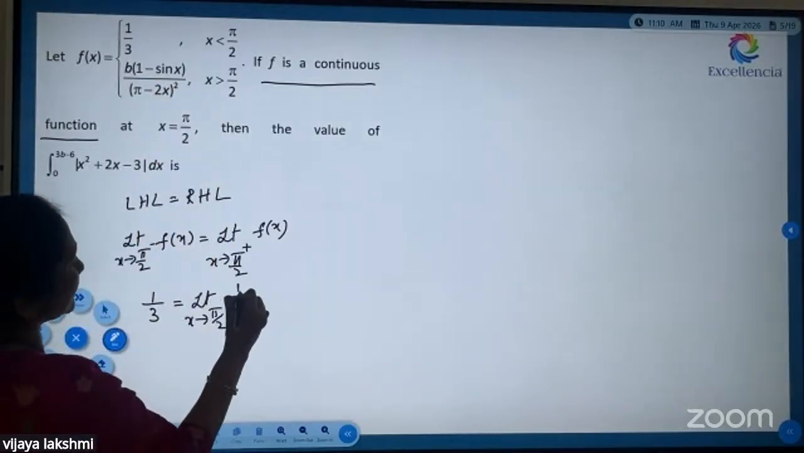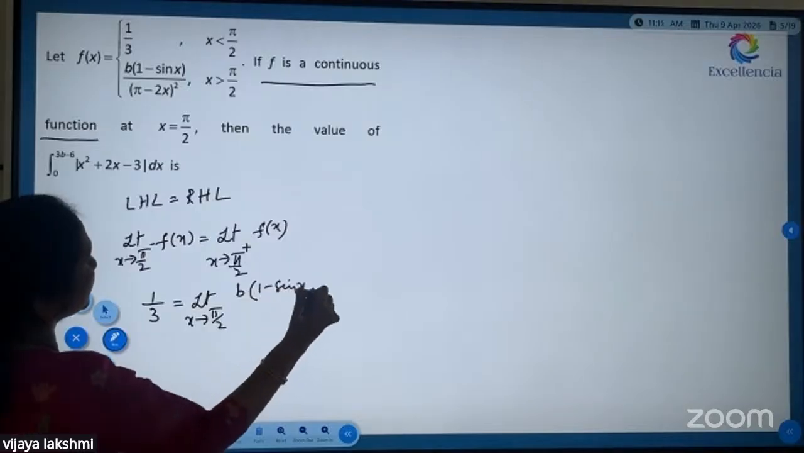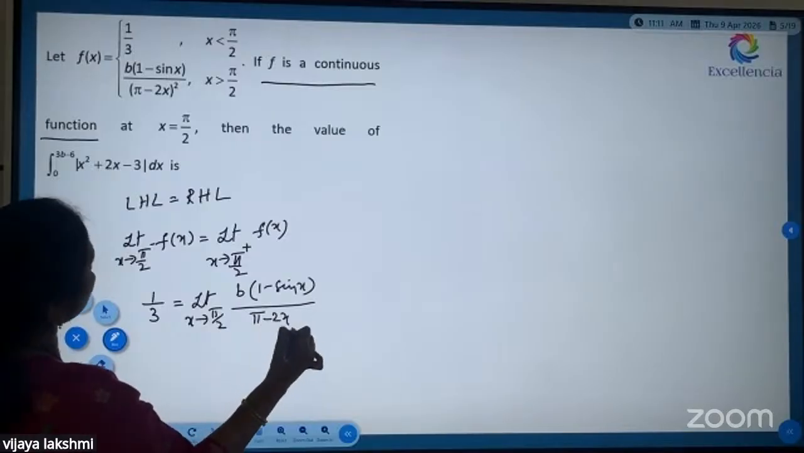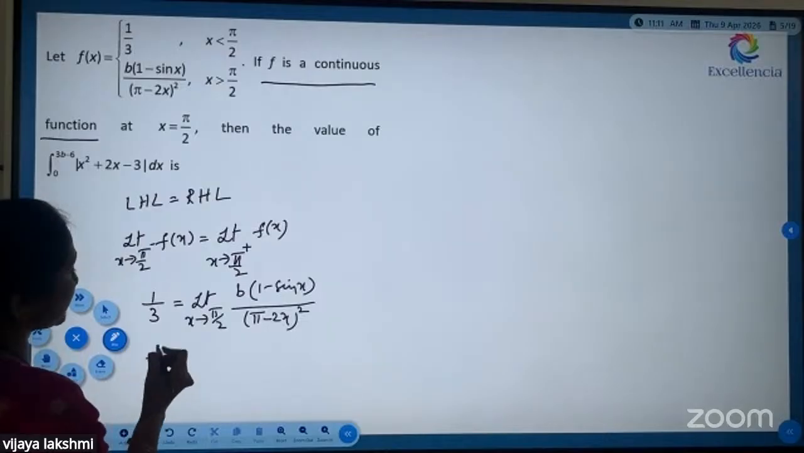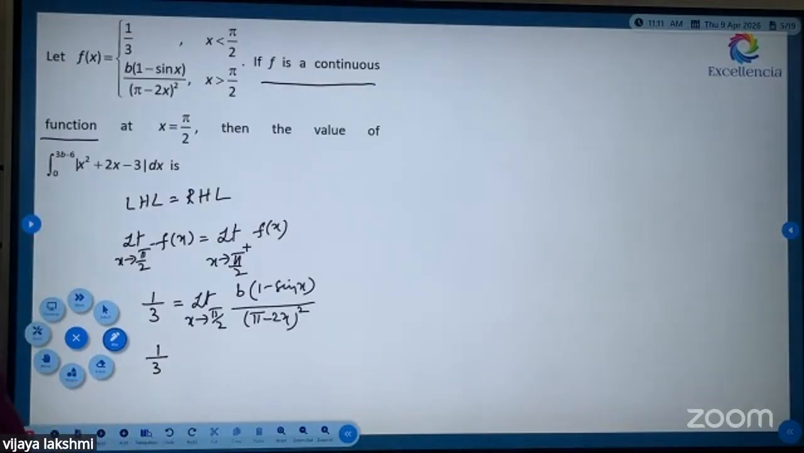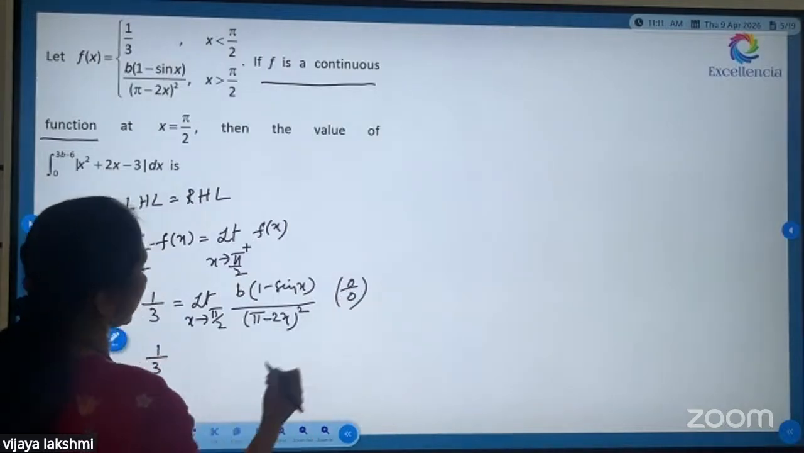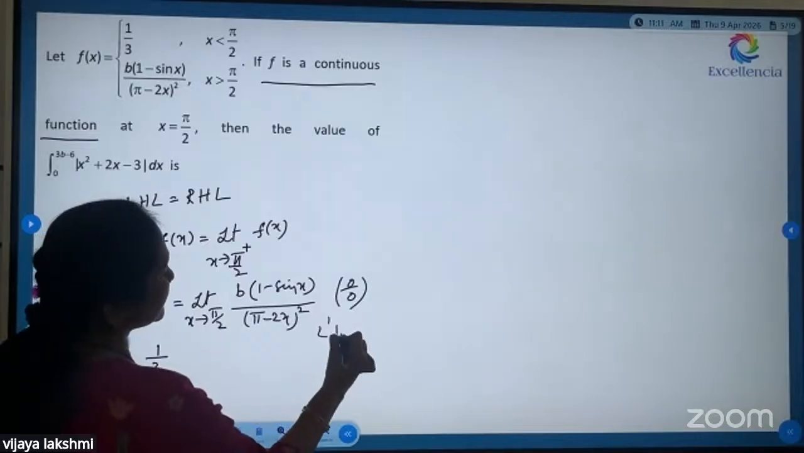Then we can write it as b into (1 minus sin x) over (5 minus 2x), and we write b outside. Here if you substitute the limit, we are getting 0 by 0 form. That's why we can apply L'Hopital's rule.